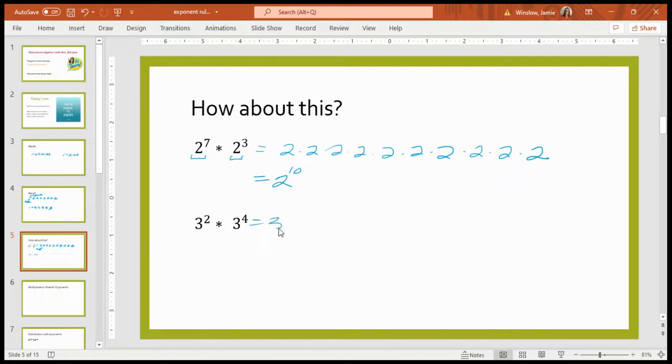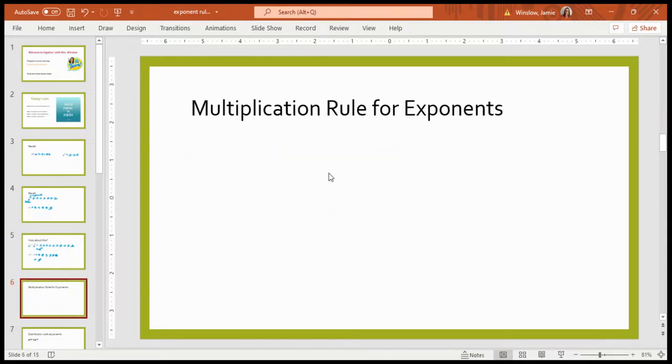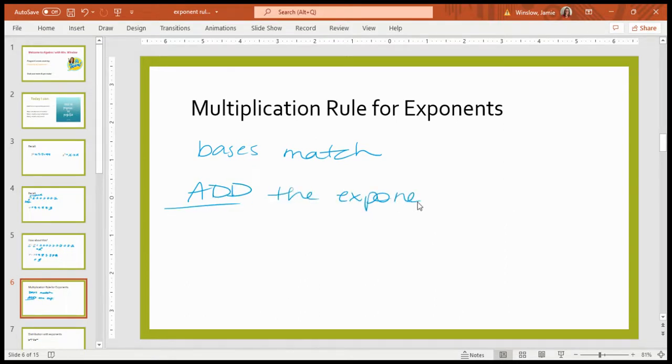How about down here? We would write 3 squared, so that's twice, and then to the 4th. 1, 2, 3, 4. How many are there? 1, 2, 3, 4, 5, 6. There are 6. Are you seeing the pattern? Are you seeing the rule? The multiplication rule for exponents are if the bases match, guess what? You add the exponents. So you don't have to expand it all out and count it. You can just add them.